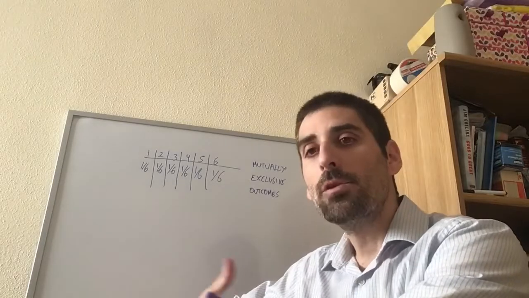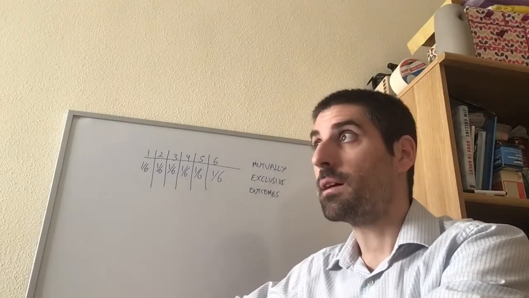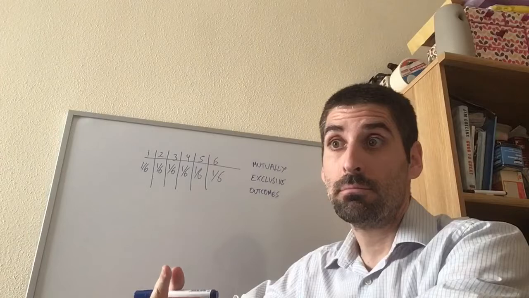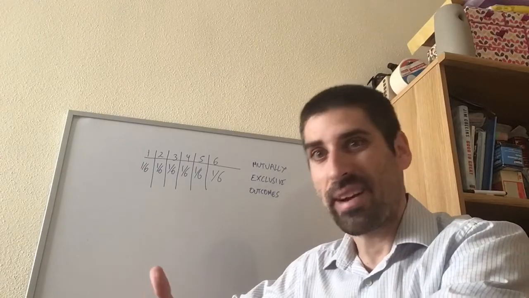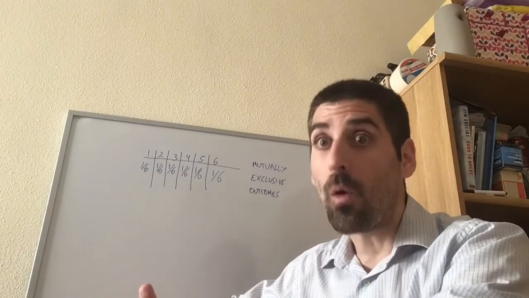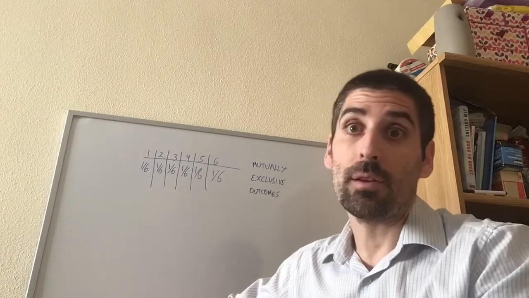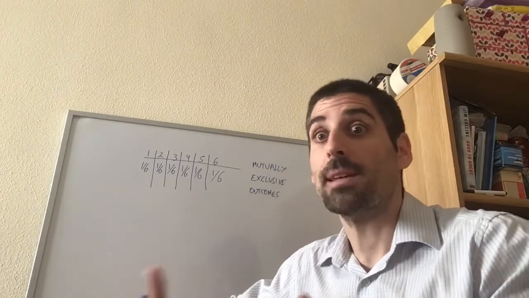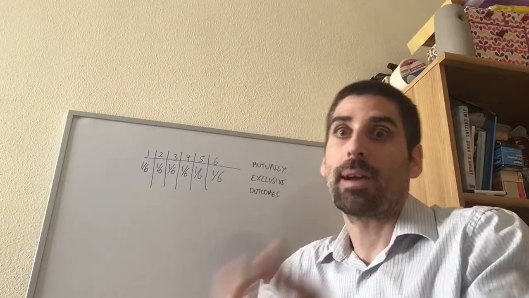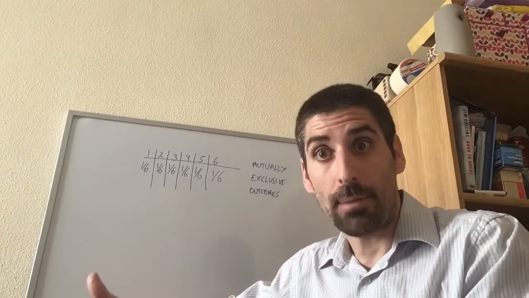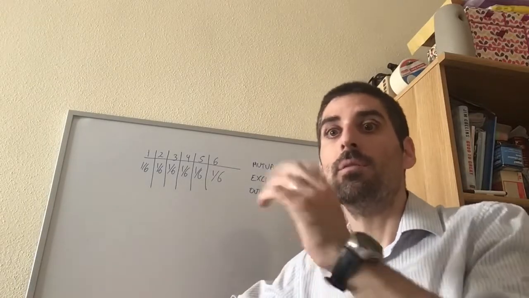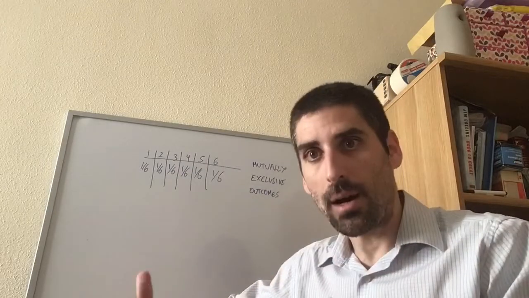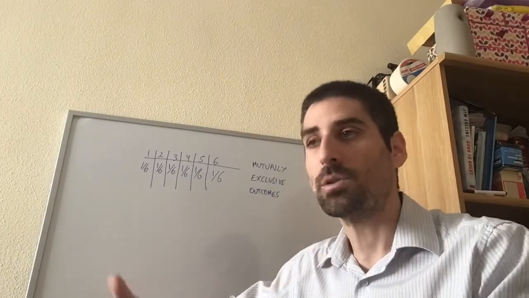Now, mutually exclusive outcomes means that if I get one outcome, the other ones cannot happen. And that kind of makes sense, doesn't it? If I roll a 4, I cannot roll a 3 or 2 or a 1 or a 5 or a 6 at the same time. And if I roll a 5, I cannot roll any of the other numbers at the same time. So if one happens, the other ones cannot happen. Okay, so mutually exclusive outcomes.